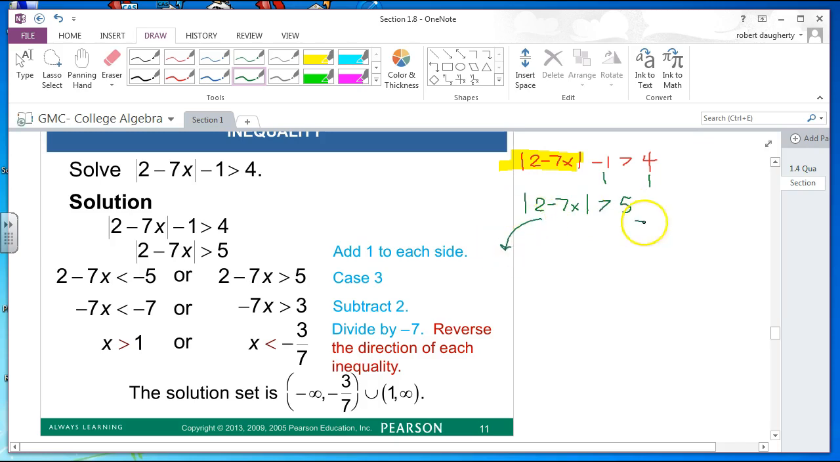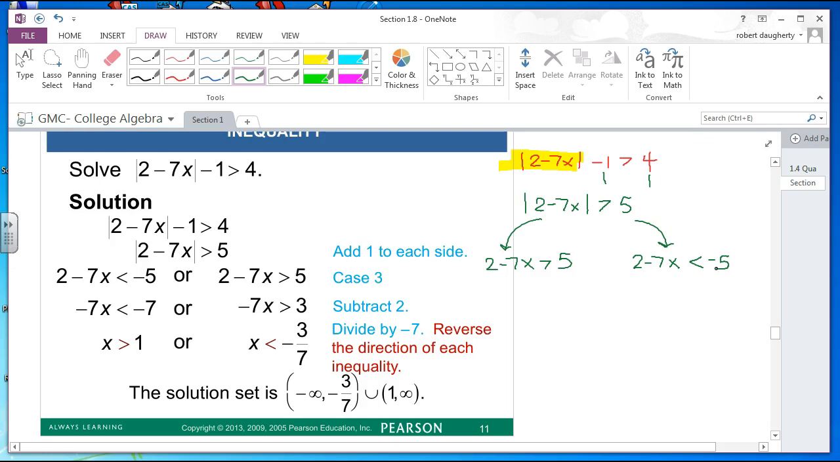Now break this into two problems. 2 - 7x greater than 5. Just copy down everything like you have it without the absolute value. And then make another problem. 2 - 7x, instead of greater than, make it less than. Instead of 5, make it a -5. Now solve both of these problems.